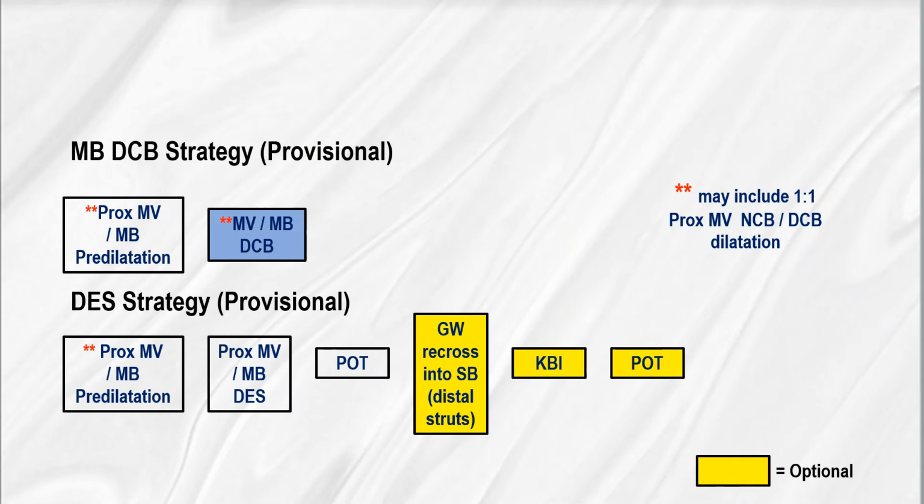Main branch drug-coated balloon strategy, provisional strategy steps include proximal main vessel, main branch pre-dilatation, which may include another 1:1 proximal main vessel size balloon dilatation, followed by main vessel, main branch drug-coated balloon dilatation, which may also include 1:1 drug-coated balloon dilatation of the proximal main vessel.